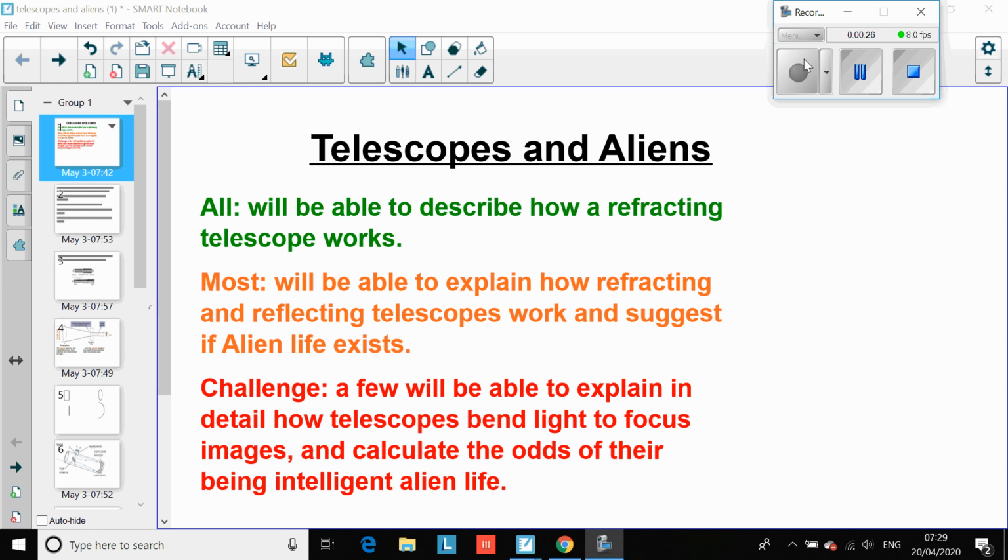So what we're going to do today is examine how telescopes work and what the possibility of alien life is, based on where planets are in the solar systems. All of you should be able to describe how a refracting telescope works. Most of you have to explain how a refracting and a reflecting telescope work and suggest if alien life exists. And a few of you will be able to explain in detail how telescopes bend light to focus images and calculate the odds of there being intelligent life, although this last part we may bump into next lesson.